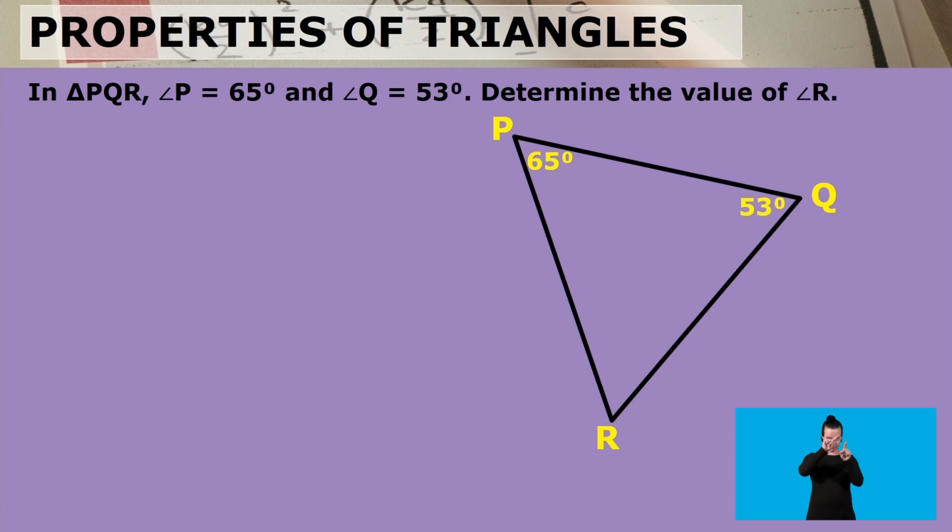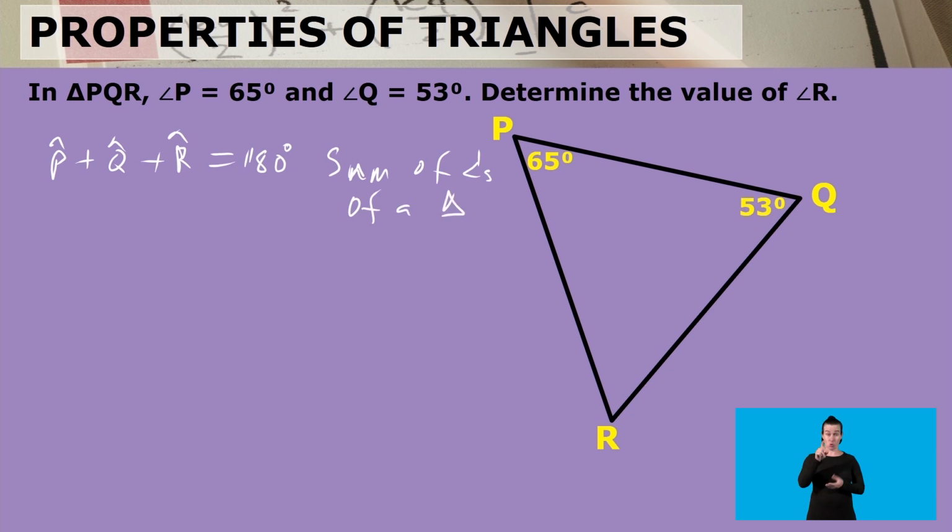Look at that shape there. In triangle PQR, angle P is 65 and angle Q is 53 degrees. Determine the value of angle R. With the knowledge of what we have just said, that angles of a triangle will always be 180, we then say angle P plus angle Q plus angle R must give us 180 degrees, because that is the sum of angles. Let me use shorthand here. Sum of angles of a triangle.